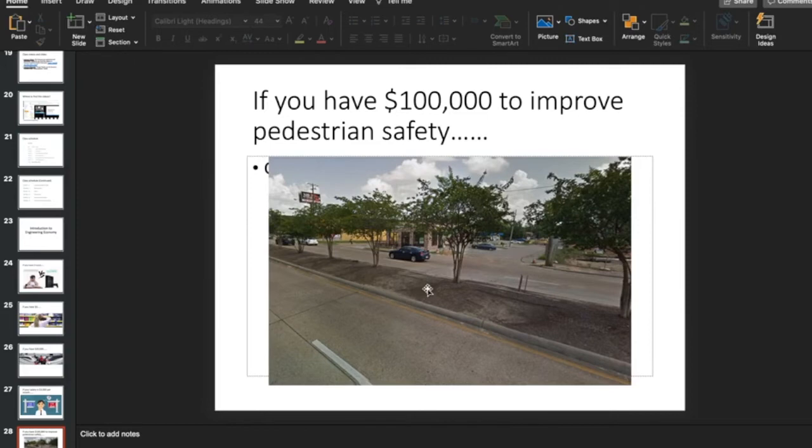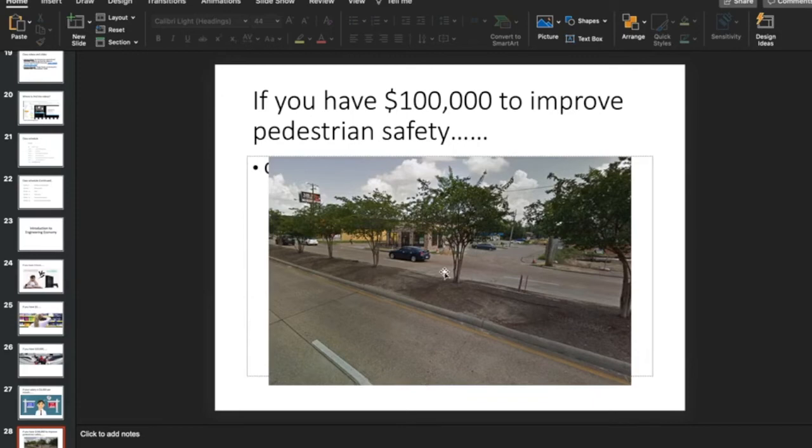Okay, so if the engineer and the planner want to improve the safety at this place, what can they do? Their budget is 100,000 and they have many options. They can put a crosswalk here, they can put a signal here, they can put a sign here saying no crossing at this location.